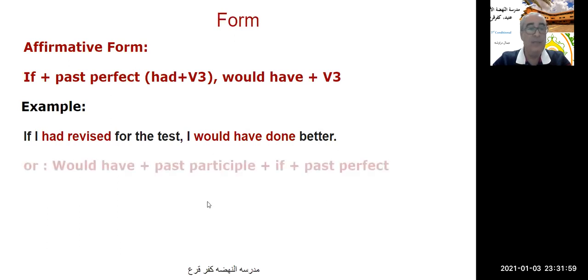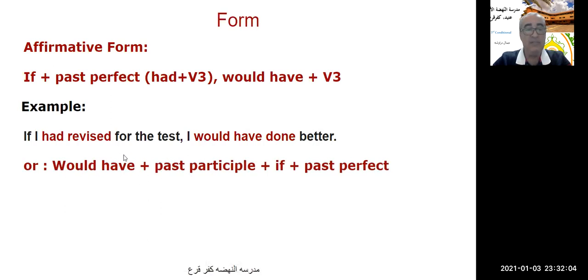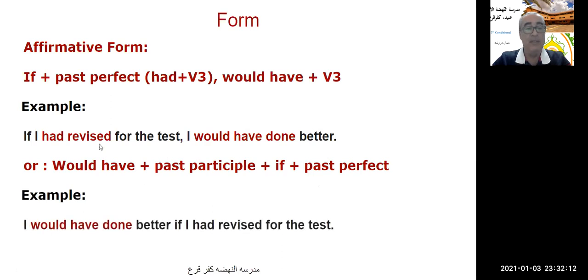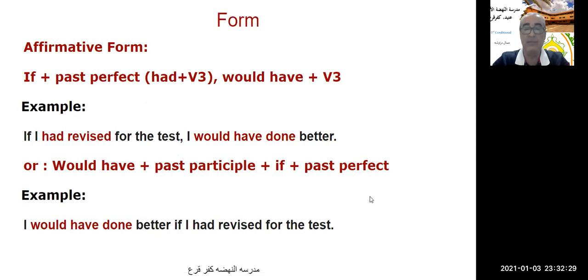Okay? Let's move on. Of course, we can start with would have plus past participle, verb 3, plus if plus past perfect. For example, we can say the same sentence, but start with the second part. I would have done better if I had revised for the test. Now, if I start with the result or the main clause, there is no comma. If I start with the condition, there is a comma after the condition.